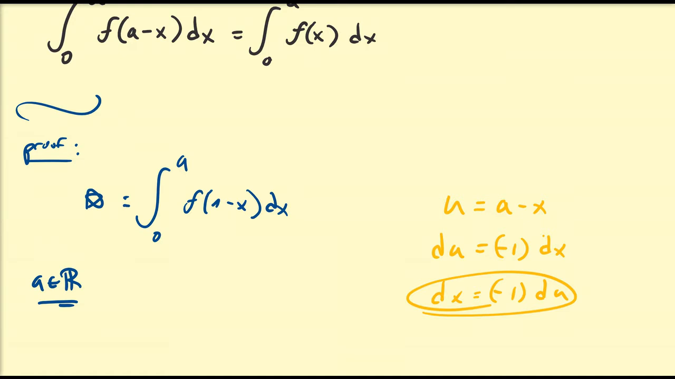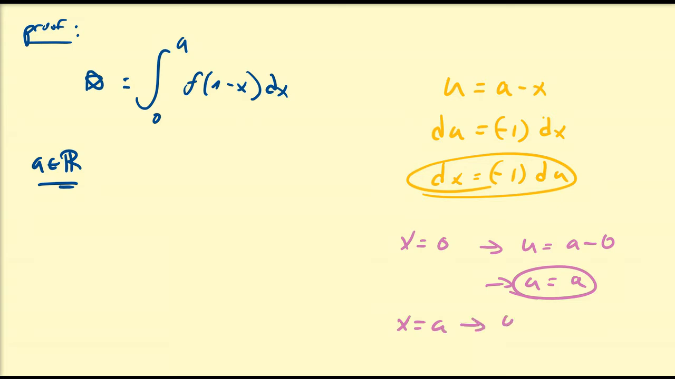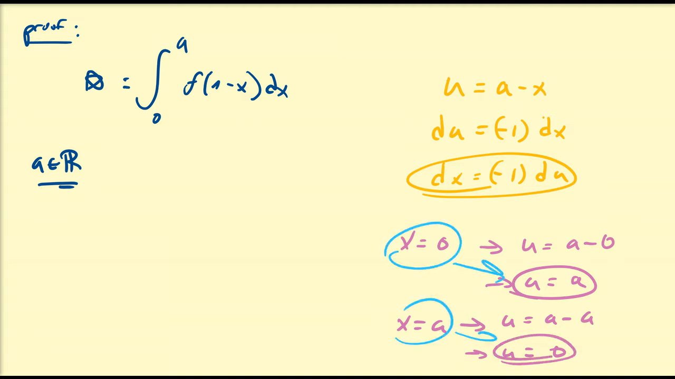Let's also look at our integral bounds. So when x is equal to 0, we have that u is equal to a minus 0, which means that u is equal to a. And when x is equal to a, this implies that u is equal to a minus a, which implies that u is equal to 0. So our integral from 0 to a is going to go to a to 0.